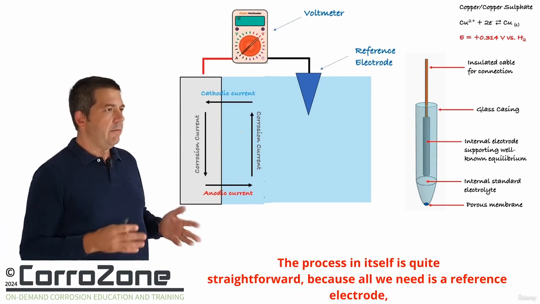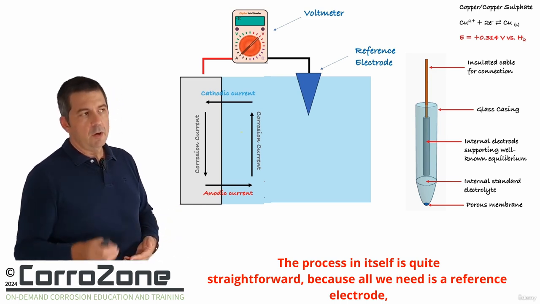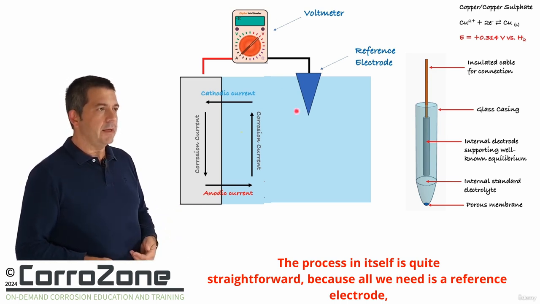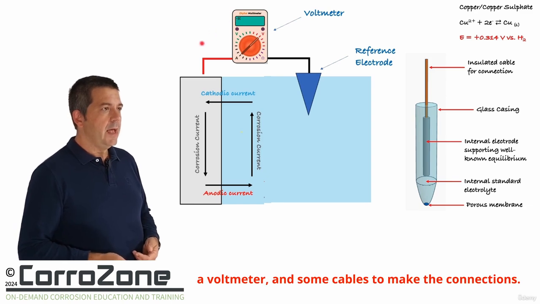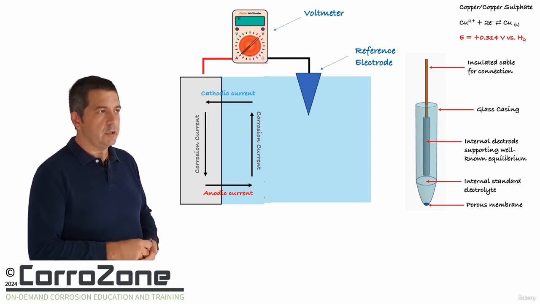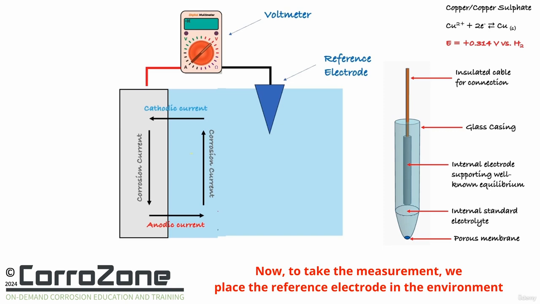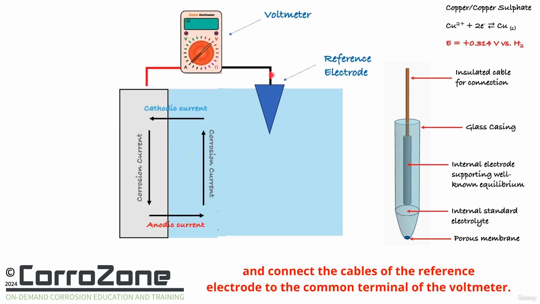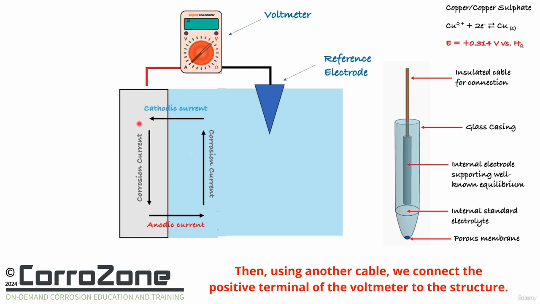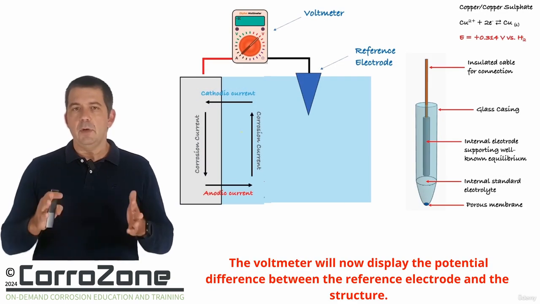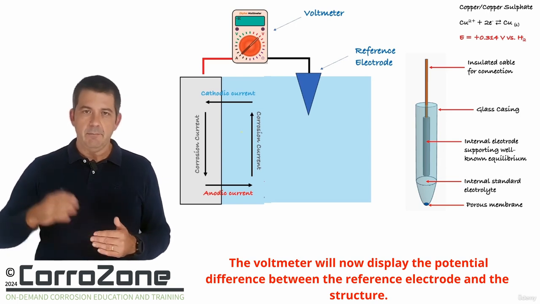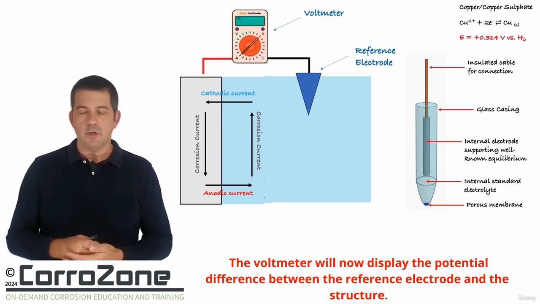The process in itself is quite straightforward because all we need is a reference electrode, a voltmeter, and some cables to make the connections. Now, to take the measurement, we place the reference electrode in the environment and connect the cables of the reference electrode to the common terminal of the voltmeter. Then, using another cable, we connect the positive terminal of the voltmeter to the structure. The voltmeter will now display the potential difference between the reference electrode and the structure.